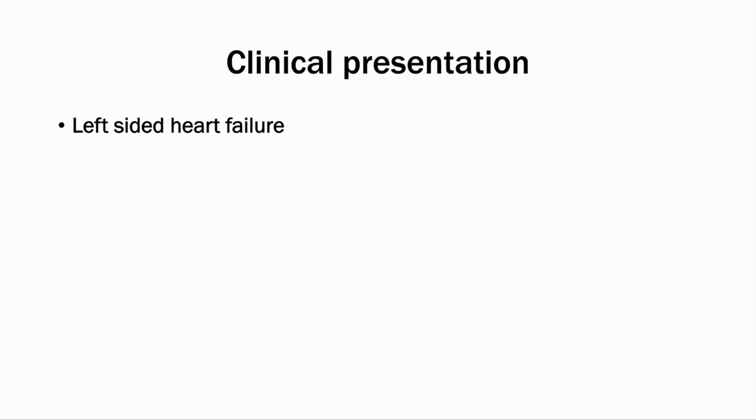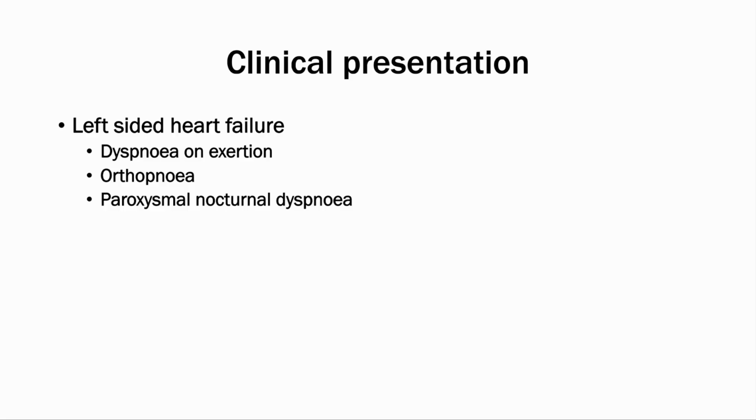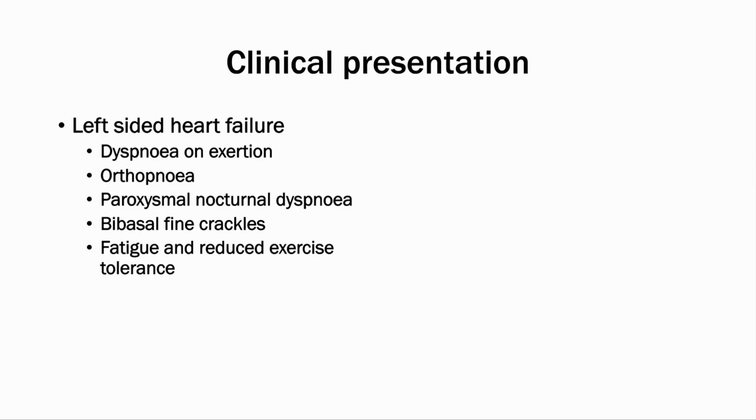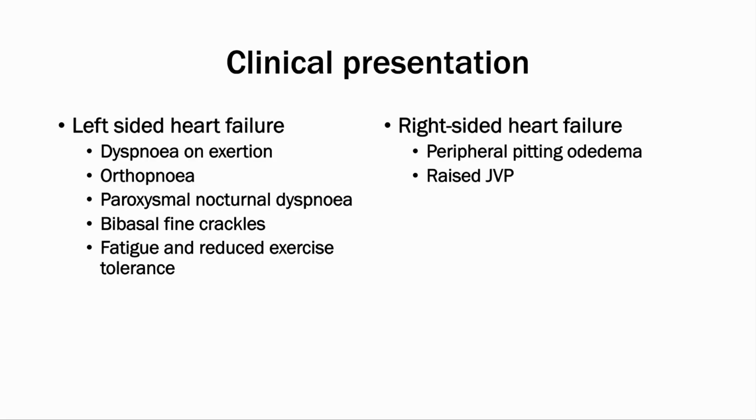So, on the left, we have the symptoms and signs of left-sided heart failure. The big three to know are dyspnea on exertion, orthopnea, that is breathlessness when lying flat, and paroxysmal nocturnal dyspnea, where patients wake up in the night gasping for air. On examination, you will also find bibasal fine crackles on auscultation, and patients may have fatigue and reduced exercise tolerance. On the right, we have the classic signs of right-sided heart failure, your peripheral pitting edema, your raised JVP, hepatomegaly, and ascites. In chronic severe cases, you can also see cardiac cachexia from poor organ perfusion.